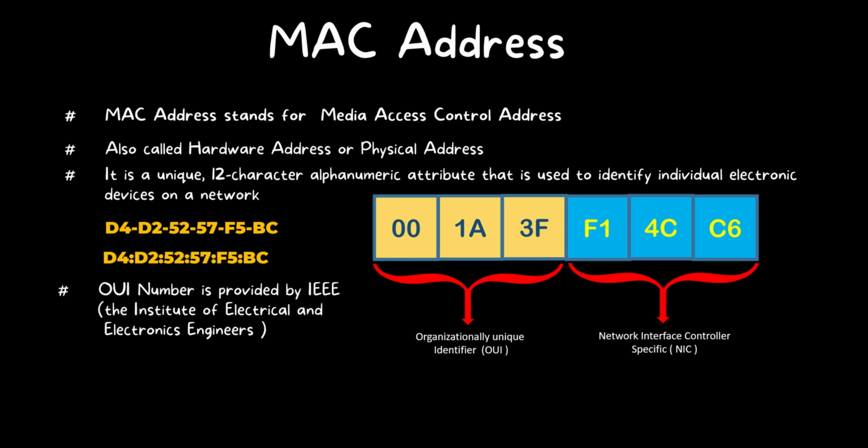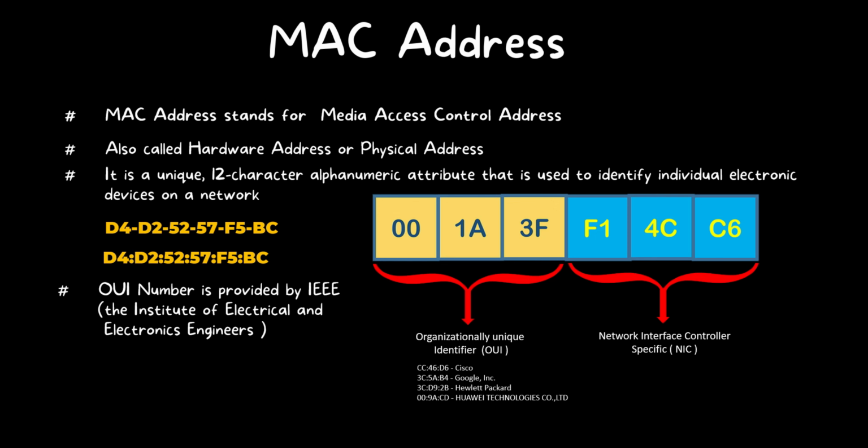The OUI number is provided by the IEEE. IEEE stands for the Institute of Electrical and Electronics Engineers. It's the authority that designs and provides MAC addresses to devices. So the first 6 characters of a MAC address denote its organizationally unique identifier. It identifies the manufacturer. Who is the manufacturer? It points to the company that manufactured this device.